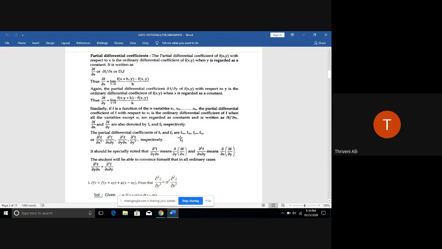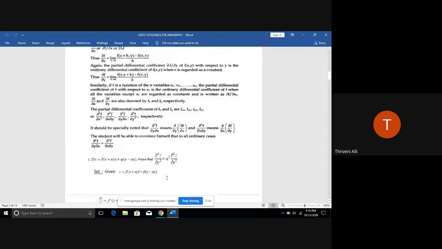So fx, fy, fxx, I mean dou square f by dou x square, dou square f by dou x dou y, dou square f by dou y dou x, and dou square f by dou y square, respectively. It should be specially noted that dou square f by dou y dou x means dou by dou y of dou f by dou x, and dou square f by dou x dou y means dou by dou x of dou f by dou y. So like that we have to differentiate partially. Okay. Next, in this topic we have some small questions.